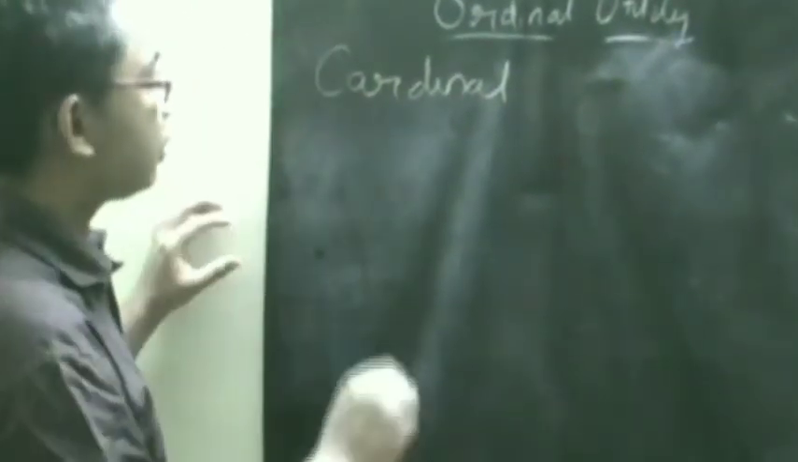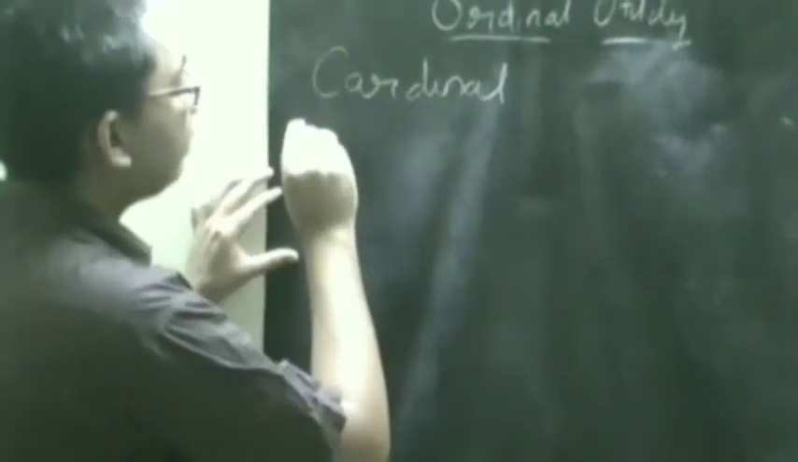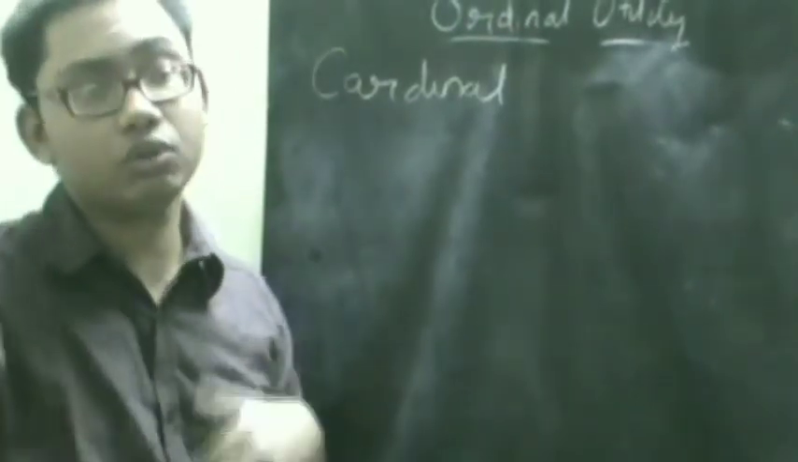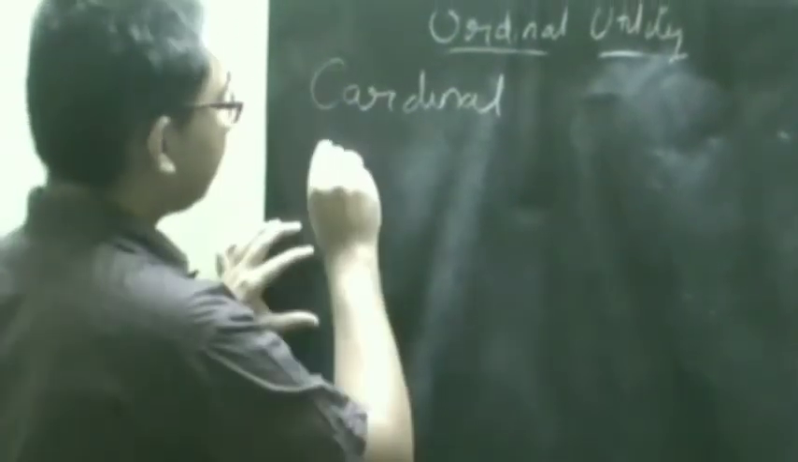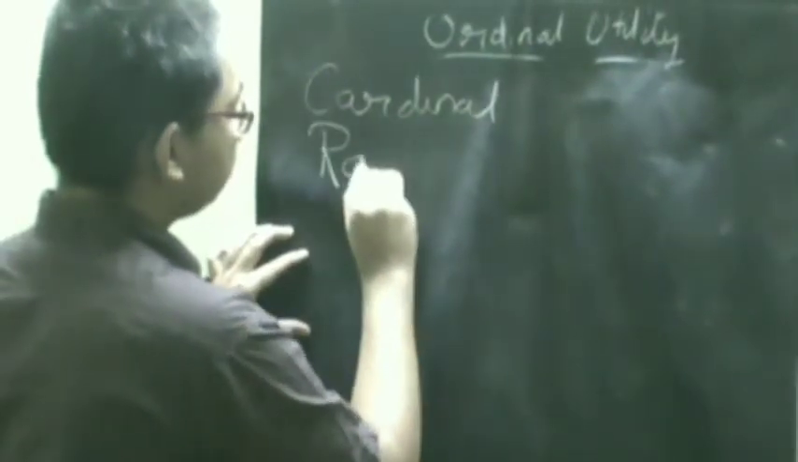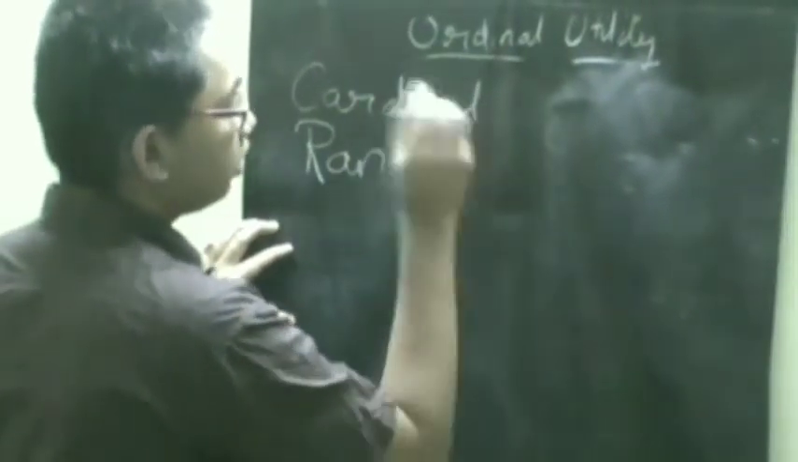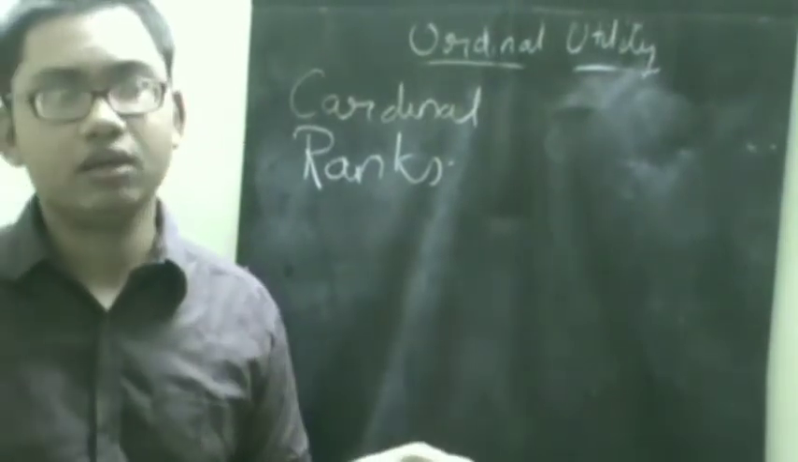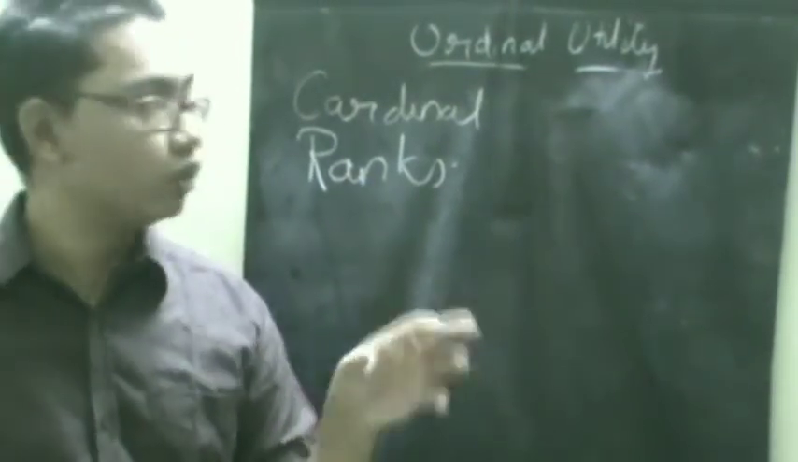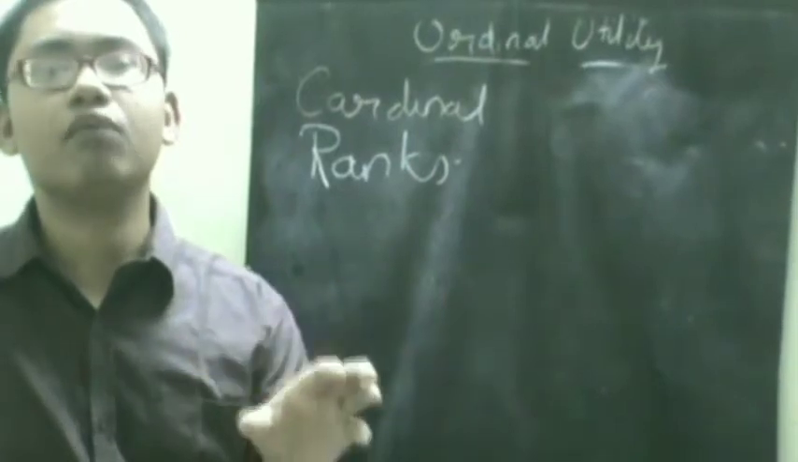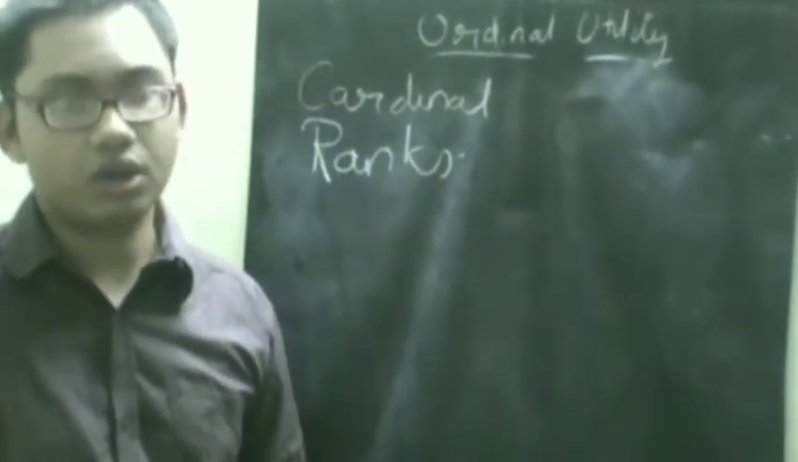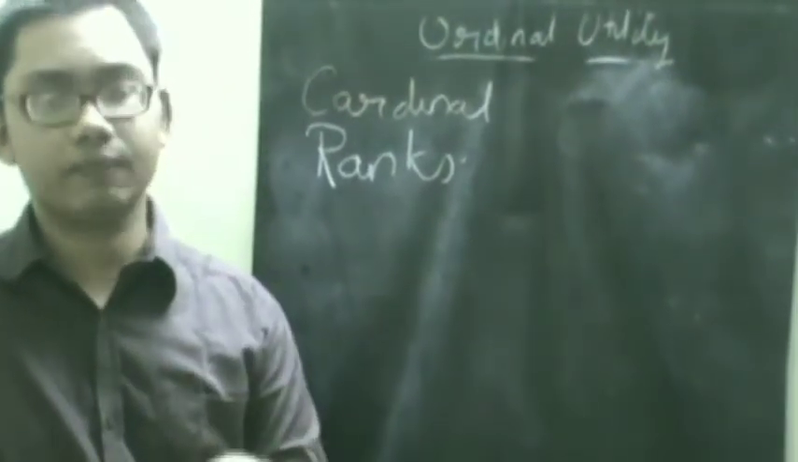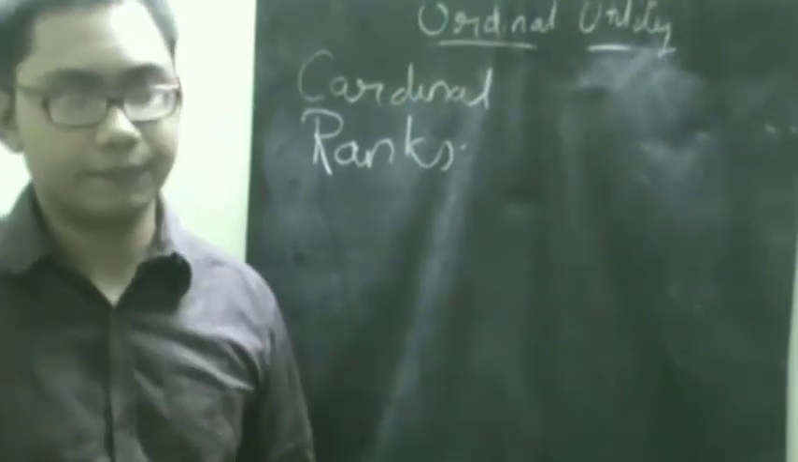In this approach, the consumer does not say how many utils he derived. Instead, the consumer ranks the goods. That is, the consumer will be capable of telling what combinations of two goods give him the same level of satisfaction. Okay, this is the basic thing with this method.